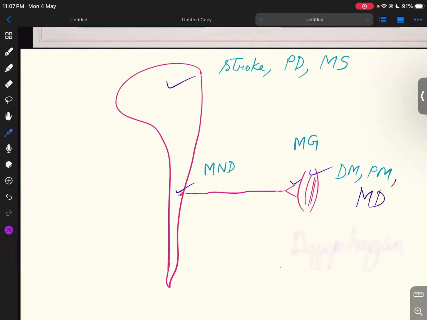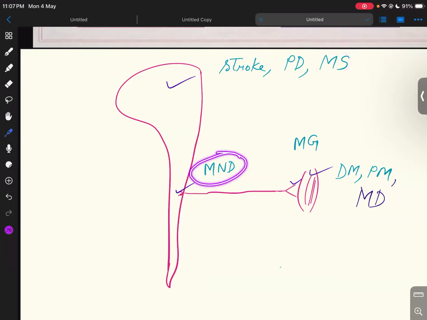So how to rule them out? What should be the screening question? To rule out the stroke, we have to ask, do you have any weakness at any particular side of your body? To rule out the Parkinson disease, we have to ask, do you think you are getting slower day by day? To rule out the multiple sclerosis, we just have to ask any recurrent episode of weakness, because multiple sclerosis is a relapsing and remitting condition. It will have recurrent episode of affection of multiple parts of the brain.